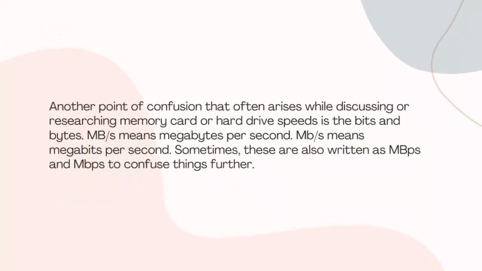Another point of confusion that often arises while discussing or researching memory card or hard drive speeds is the bits and bytes. Capital M, capital B per second means megabytes per second. Capital M, small b per second means megabits per second. Sometimes these are also written as capital M, capital B, PS, and capital M, small b, PS, to confuse things even further.